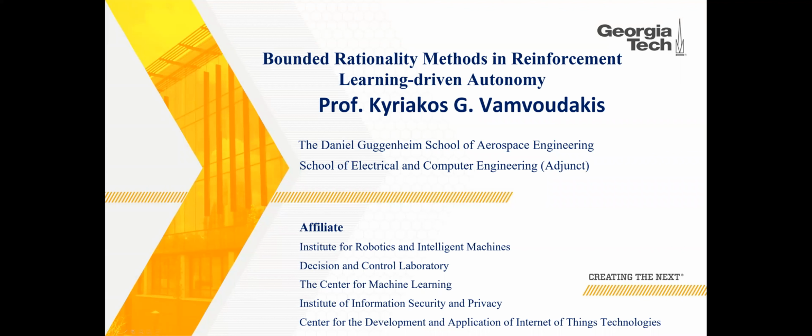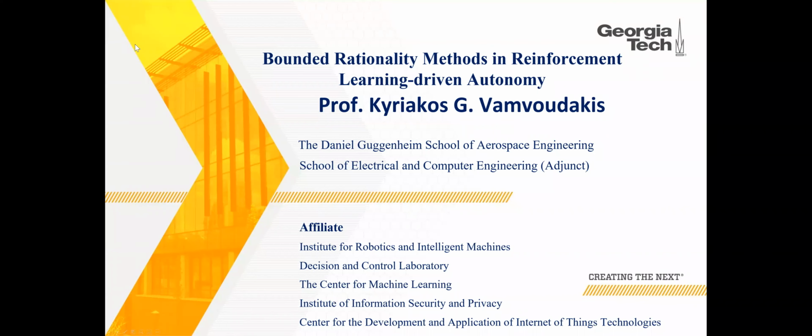This week is a great pleasure to have Professor Kyriakos Vamvoudakis, who is currently an assistant professor in the Daniel Guggenheim School of Aerospace Engineering at the Georgia Institute of Technology. So something about Kyriakos: he was born in Greece and he received a diploma in electronic and computer engineering from the Technical University of Crete in Greece. And he then moved to United States, where he was in many places.